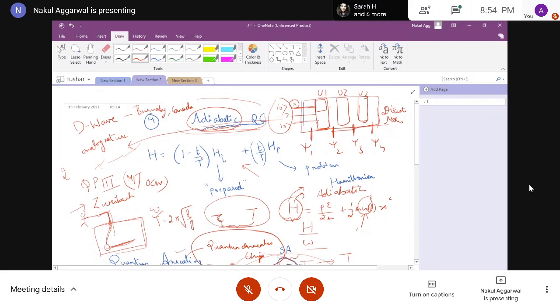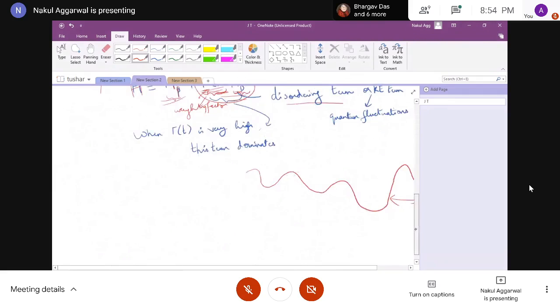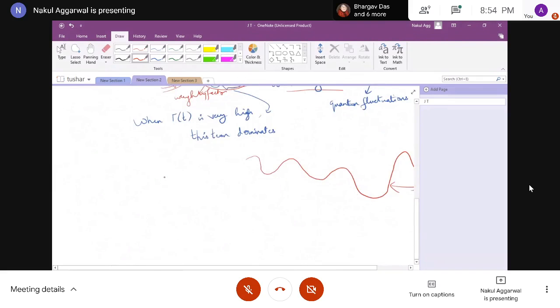So both sides have their pluses and minuses, but I'll say adiabatic quantum computation is easy to learn. At least programming on D-Wave is far easier than programming on Qiskit, because essentially what you need to do is just have this cost function.